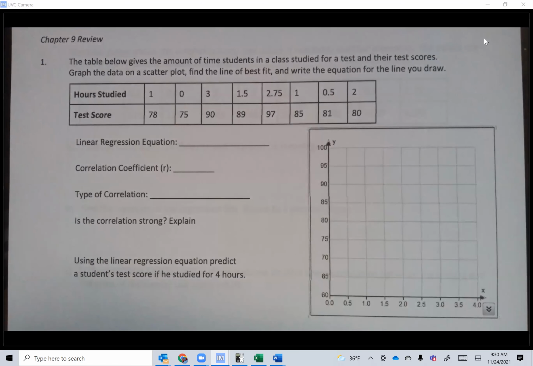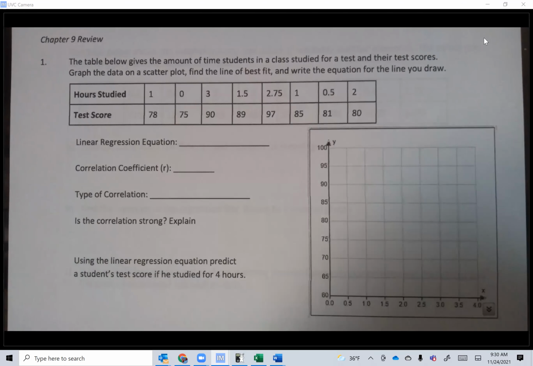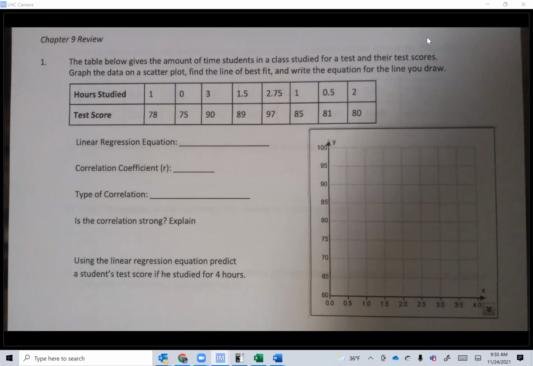Oh, this is the TI Inspire. Let me just, one second. Let me get the other calculator, please.